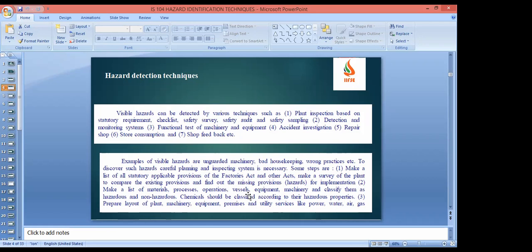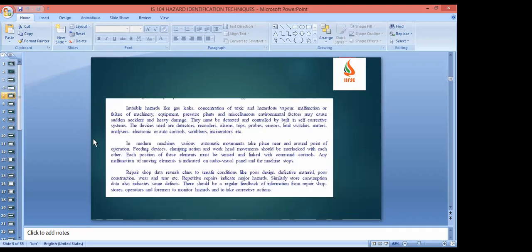Then we have to see which are missing or which we need to fulfill. And make a list of materials, processes, operations, vessels, equipment, machinery, and classify them as hazardous and non-hazardous. And chemicals should be classified according to their hazardous properties. One list we will make for all the requirements. One list we will make for the equipment and materials. And prepare a layout of the plant, machinery, equipment, premises, and also equipment services like power, water, air and gas. So by this segregation of the process, we can identify the hazards very easily.